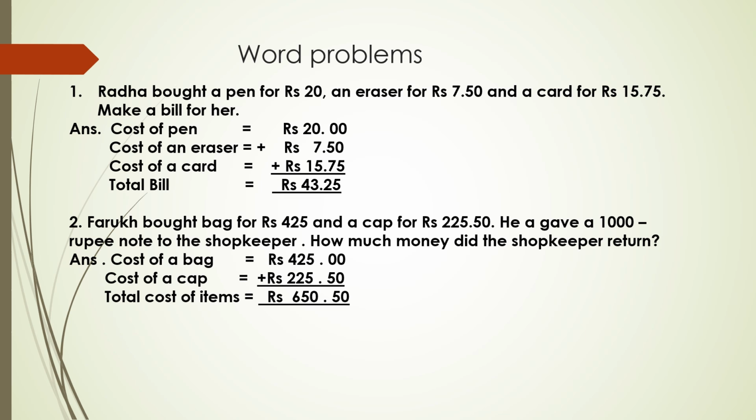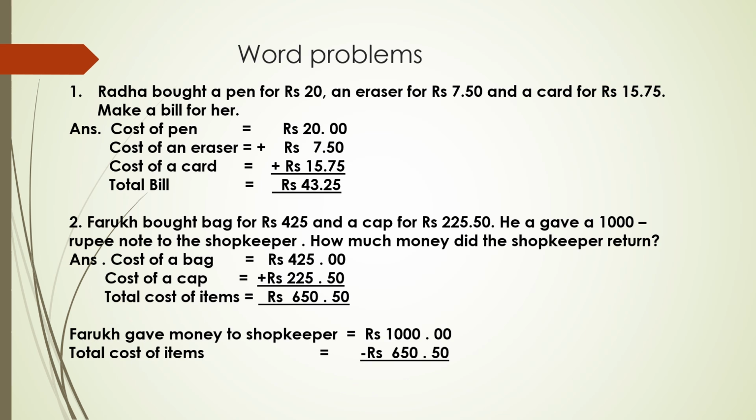But Farooq gave a 1,000 rupee note to the shopkeeper. So the shopkeeper will have to return the money. So you will subtract the total cost of items Farooq purchased, that is 650 rupees 50 paisa. When you subtract, you will find rupees 349.50 paisa. This money has to be returned by the shopkeeper. So this is the money the shopkeeper returned.